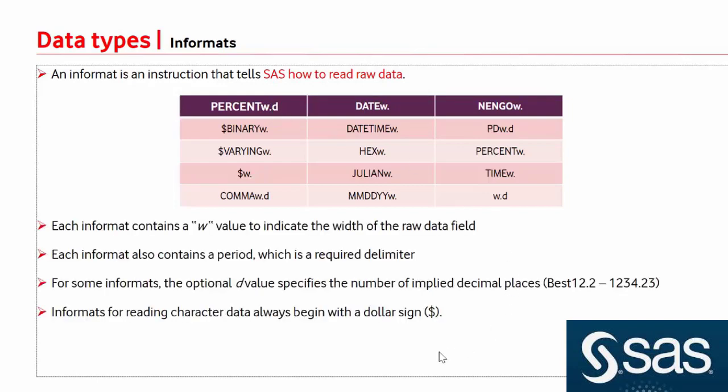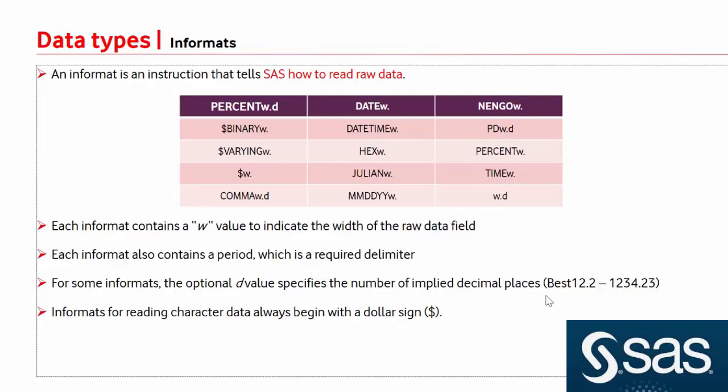Dollar symbol is used for character variables only. Date variables will have date, YY, MM, DD, etc. Numericals generally have best 12.2 as informats and formats. If a variable has $12 as informat, then it is a character variable with length 12. 12 here is the width W. Same is the case with date informat.